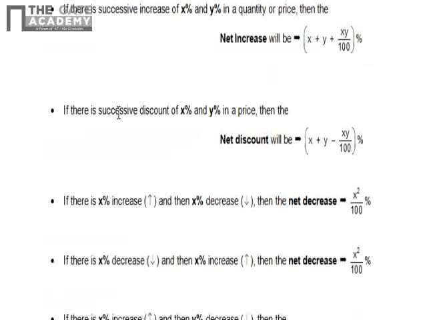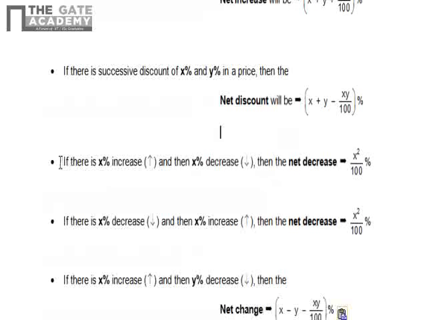So in a similar way, if there is a successive discount of x% and y% in price, then the net discount can be calculated by this formula. You'll have to note down this formula, because this is a very important formula. This will help you in the problems. There is one more formula. If there is x% increase and the same way x% decrease after that, then there will always be a net decrease, and that is this.